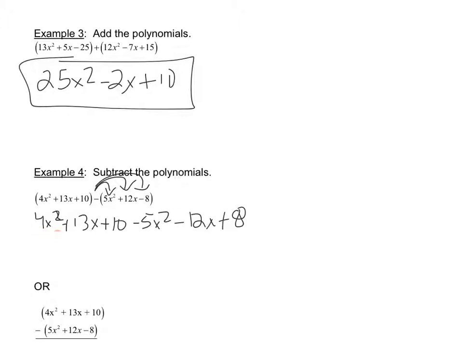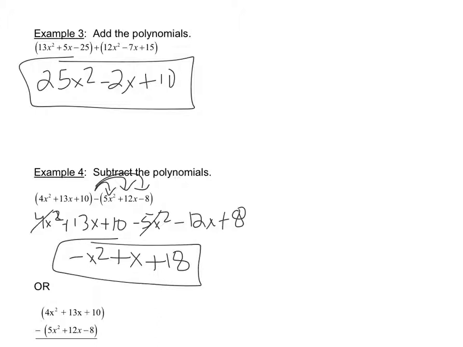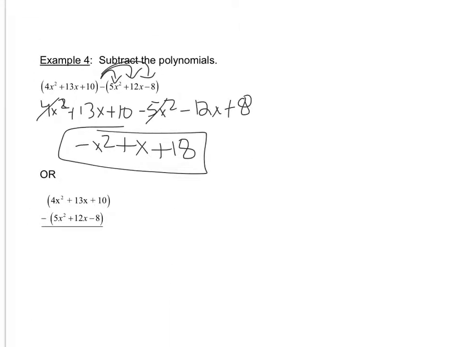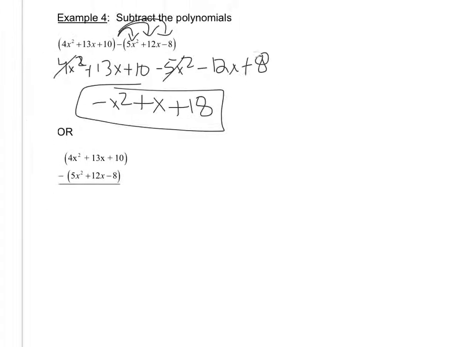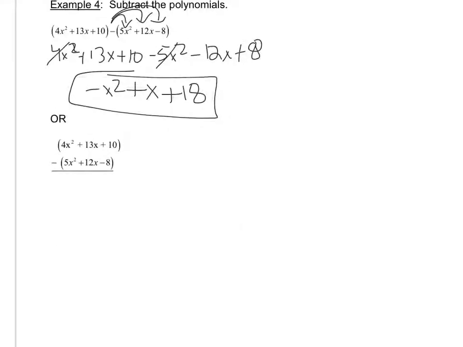What's 4x squared minus 5x squared? Negative x squared. What's 13x minus 12x? x. What's 10 plus 8? 18. Now you could do this vertically if you wanted, but like I said, I won't be doing those, so let's go on to some more.